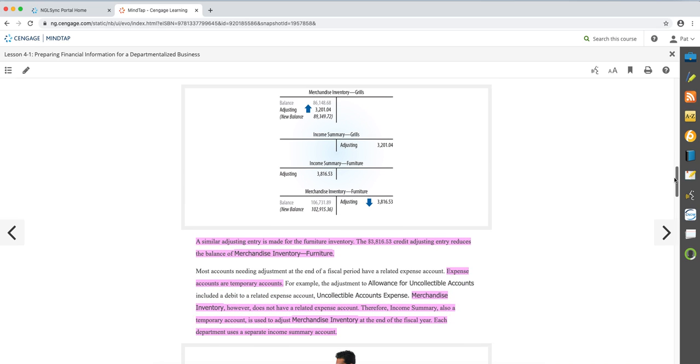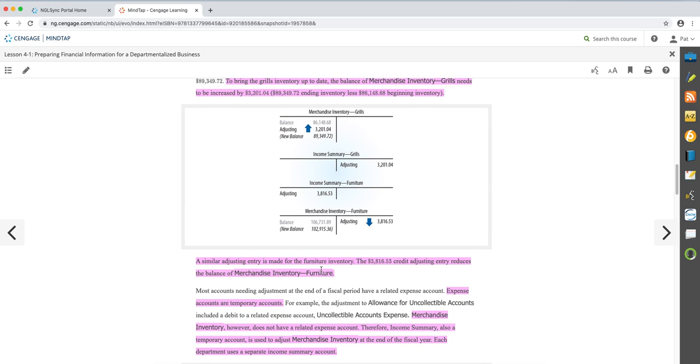Conversely, they talk about it down here, the similar entries made for furniture, 3,816 credit adjusting entry reduces the balance. So furniture has 3,816.53 less. How are we going to lower the inventory? We have to adjust it with a credit. And so we dump the remainder into the adjusting entry income summary furniture.